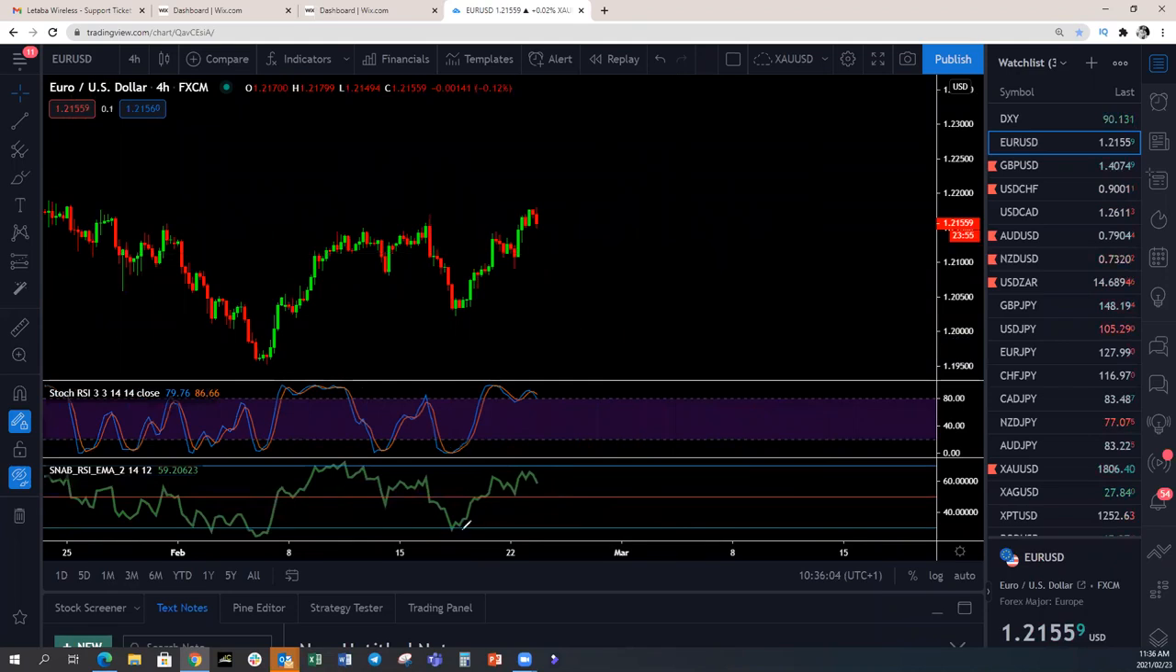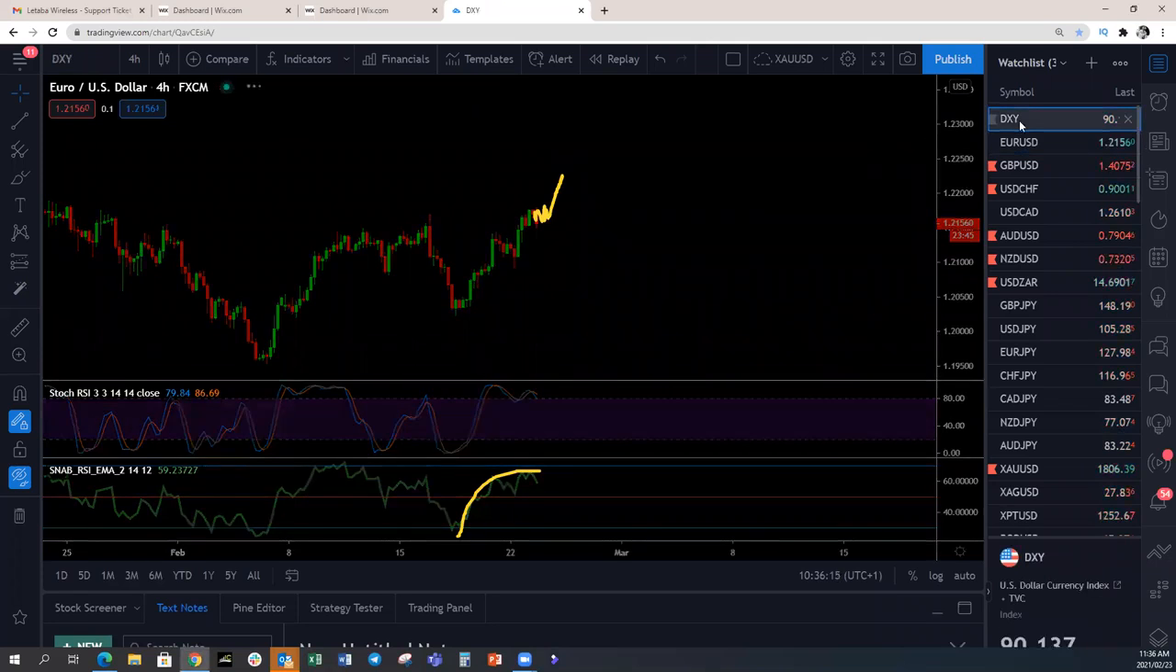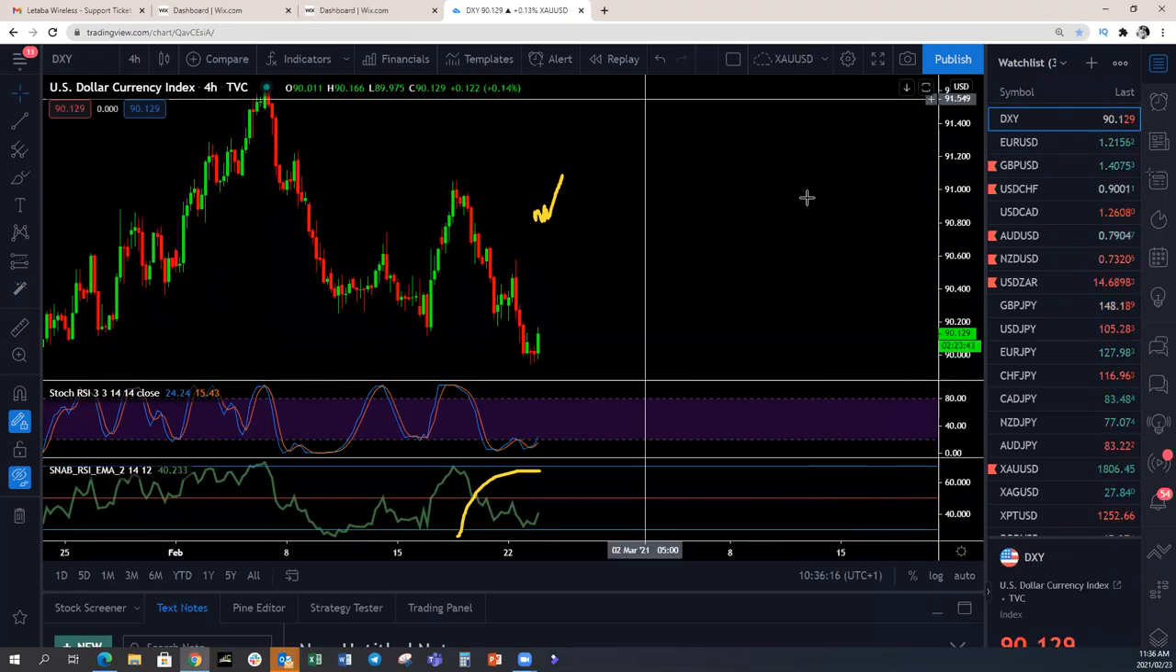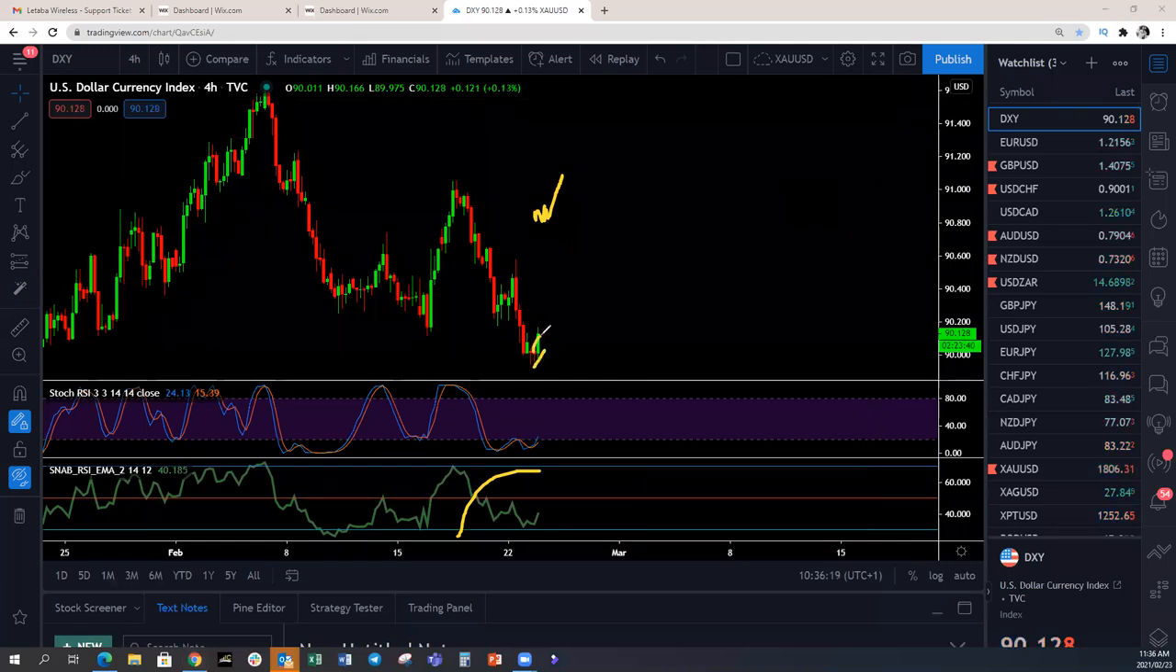It does not look like a reversal. The RSI is well above 50, although this is at the top, doesn't really matter. Euro can do this and push slightly higher. If it's going to push slightly higher, that means the DXY is going to push slightly lower here, as we've seen. Okay, so that's what we're looking at.